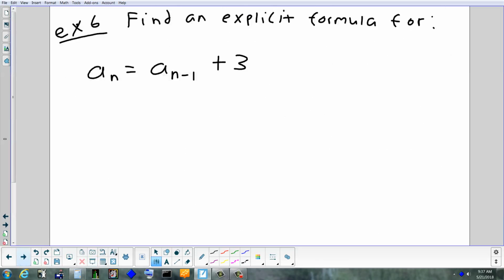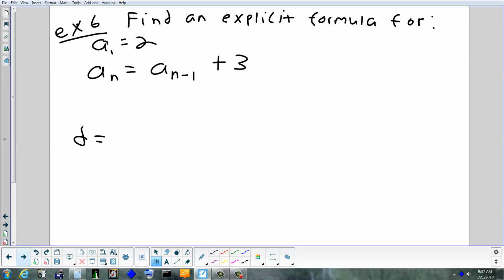Okay, so let's try this one. Now there'd be one problem with this. If I asked you to find an explicit formula for this on the test, you couldn't do it. How come? Because you don't give us the first term. Yeah, I don't give you the first term, so I've got to give you that. We can let the first term be whatever we want. 2. So now we know the first term, and we know how to get each successive term.